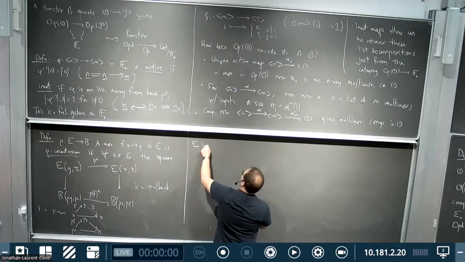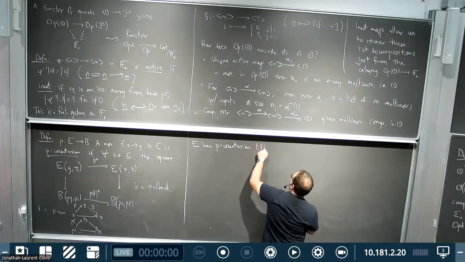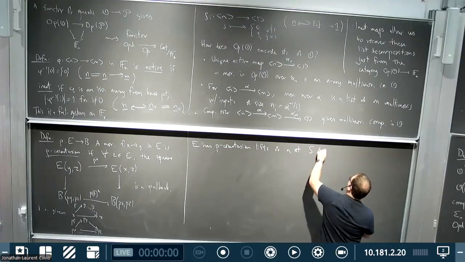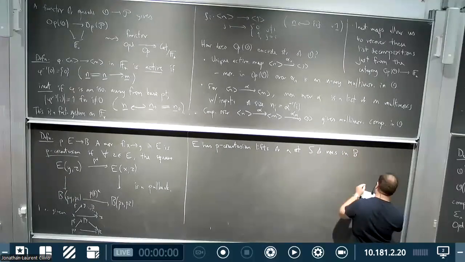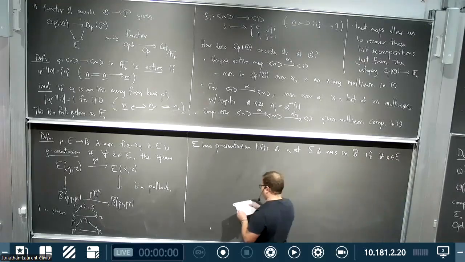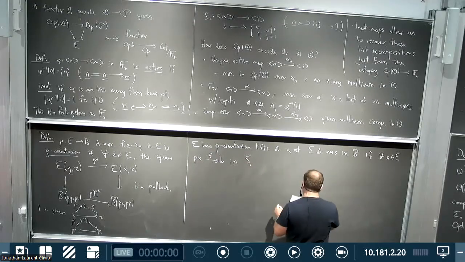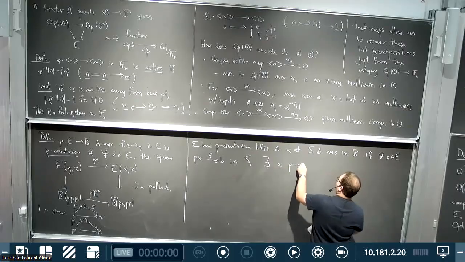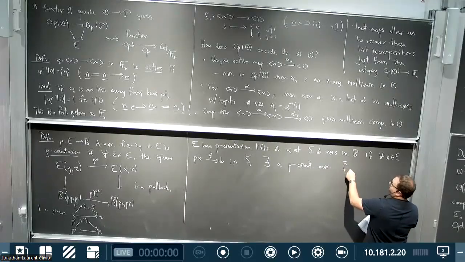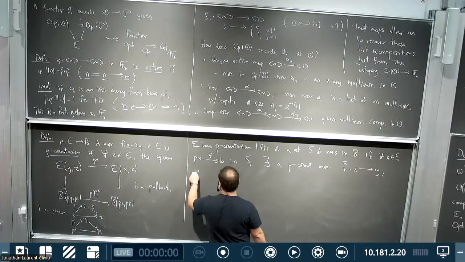Then we'll say that E has Cartesian lifts if for some set S of morphisms, for every object X in E and every map f from Px to B in S, there exists a P-Cartesian morphism f bar from X to some Y that lifts f, so that P of f bar is f.